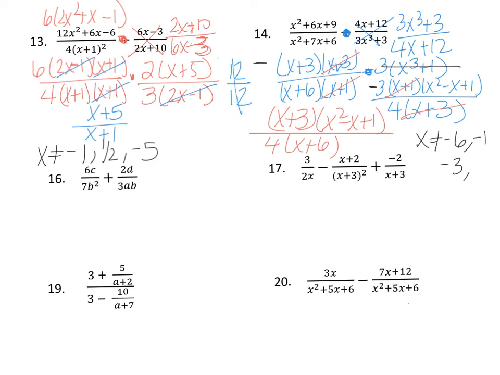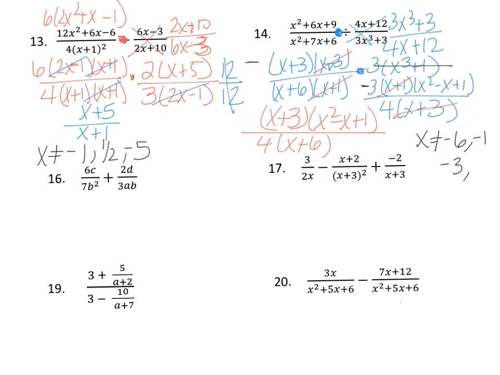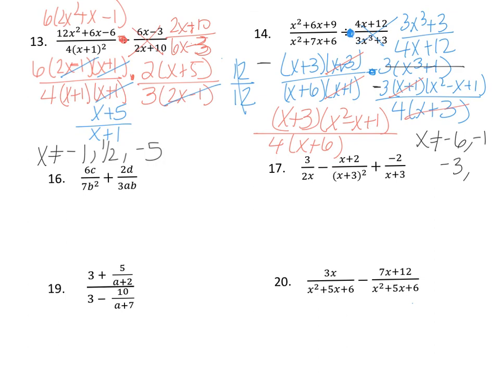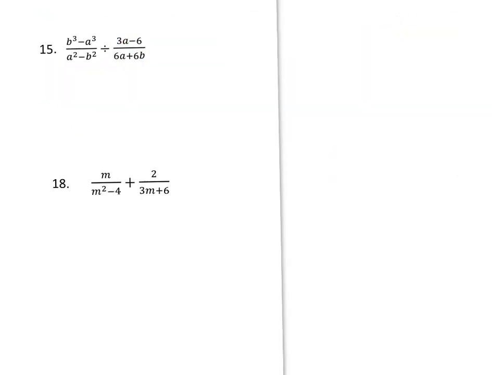Okay, let's look at 15, and then we'll do a separate video on the rest of it. So let's see, can I bring 15 over here? Okay, number 15 is our last word, our division problem. So we're going to change it to multiply. I'm going to cross that out. I'm going to write 6a plus 6b over 3a minus 6. And b cubed minus a cubed is a difference of cubes, where it's b minus a.